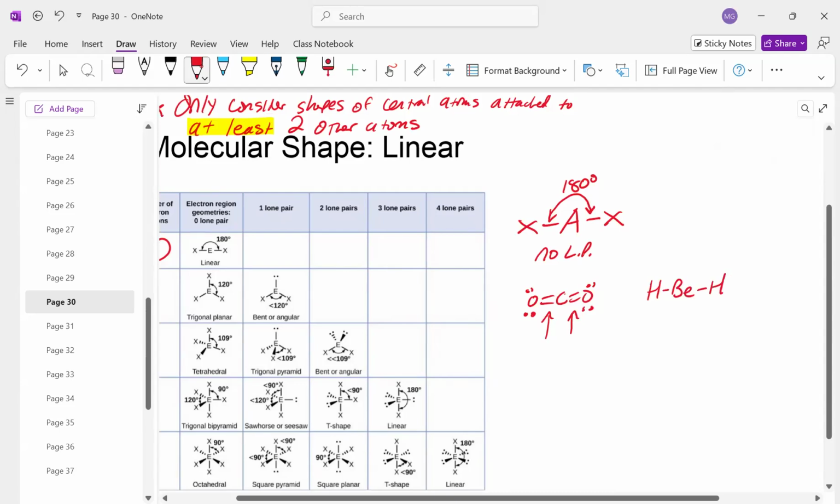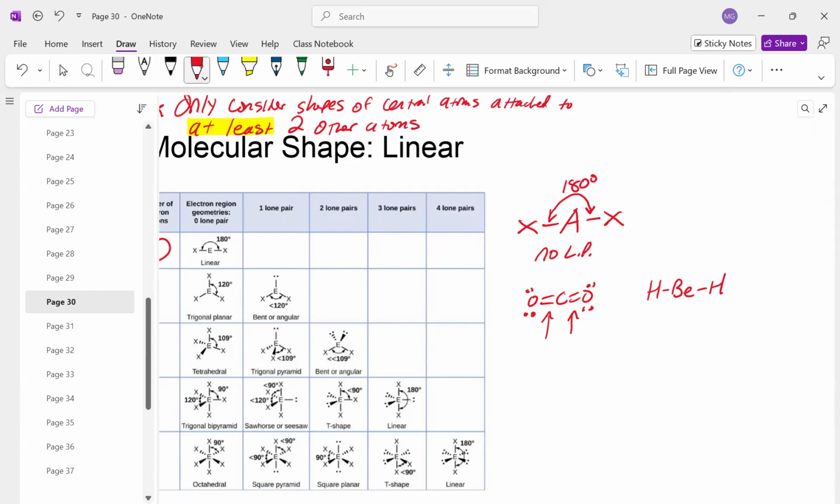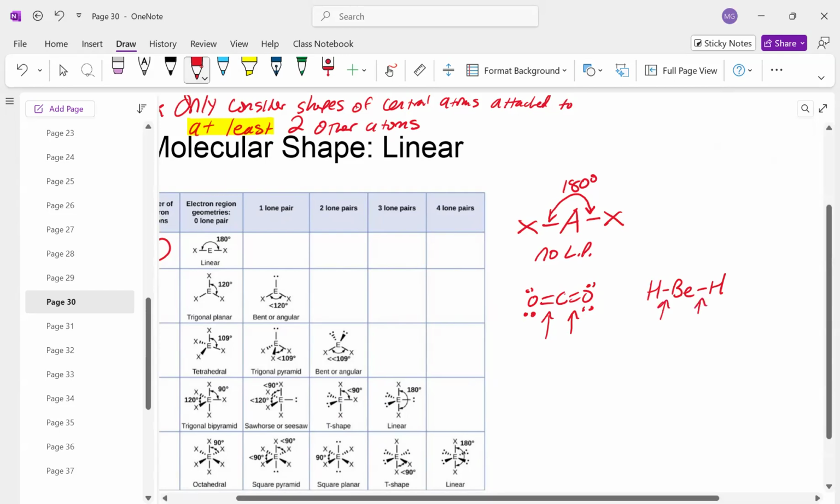Another example of this is BeH2. No lone pairs around beryllium. There's two regions of density, a single bond and a single bond. And so we would consider this to be linear.